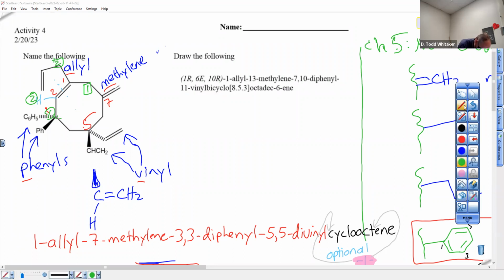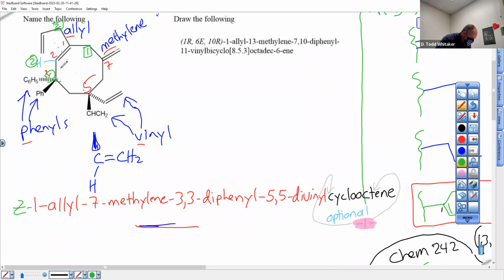Trying to get a pen, trying to put Z. In this case, the chain enters from, well, if I consider this on an angle, the right side is here, the left side's here. The chain is on the right side going in and on the right side coming out. Is that cis or trans? If the chain enters the same side it exits, cis.